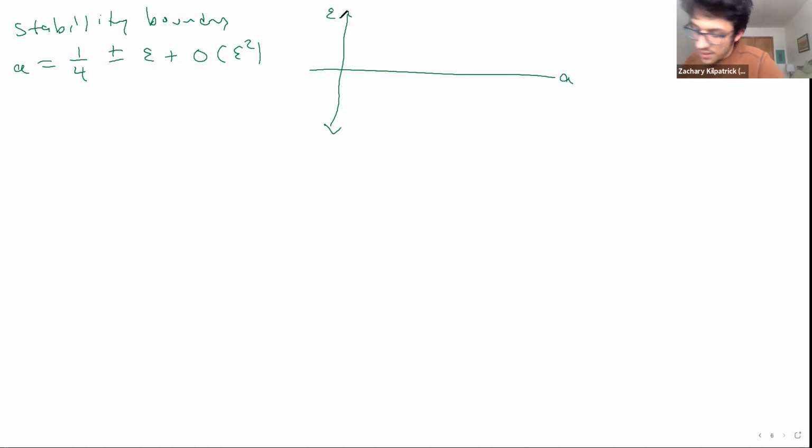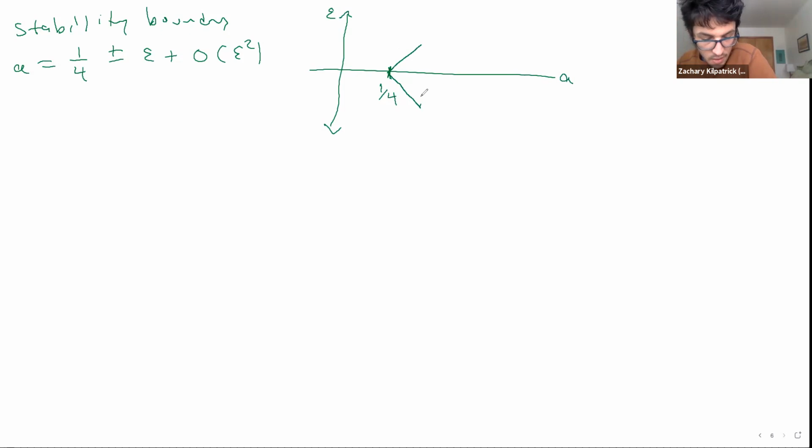A here and epsilon here. I take A equal to 1/4 here, okay? And then as I increase epsilon, I'm going to draw out a stability boundary here. And in this direction, the stability boundary is going to go that way.